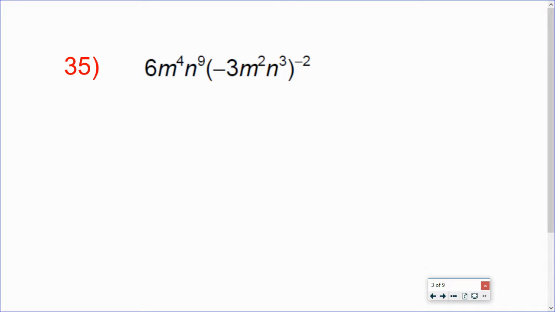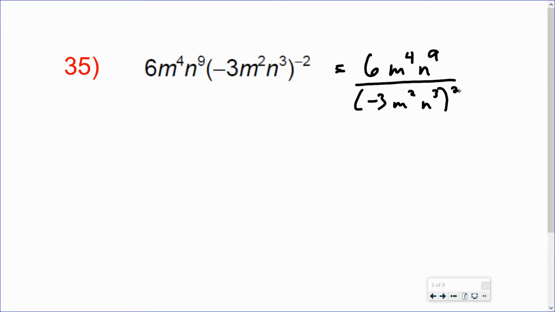Now for this one, as I see this, well, nothing's going on with this first part, but the parentheses and the negative 2 there is. So let's just go through this a little bit at a time. I'm going to leave that first part exactly as it is. But the back part, that negative 2, makes that whole thing move down to the bottom. All right. So now, again, the first part stays exactly the same.